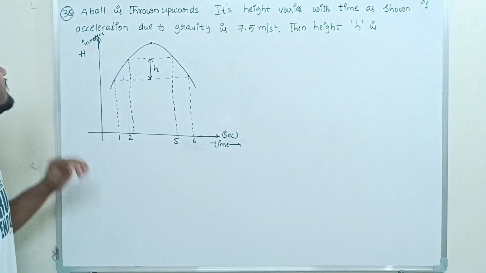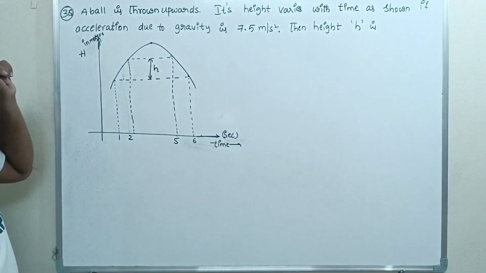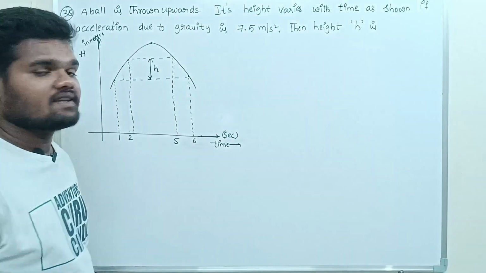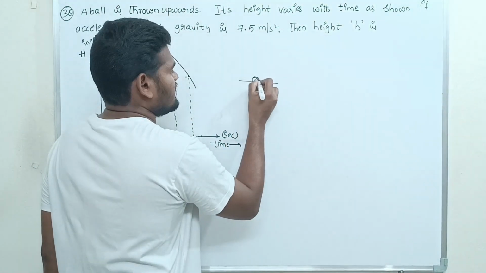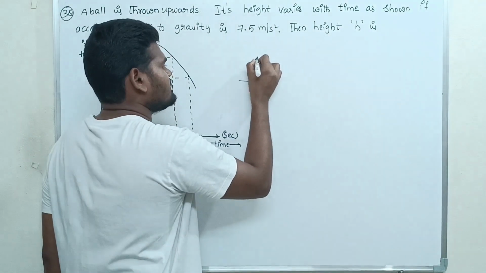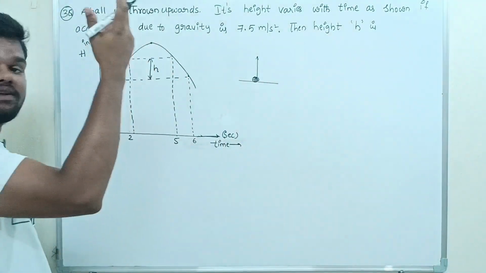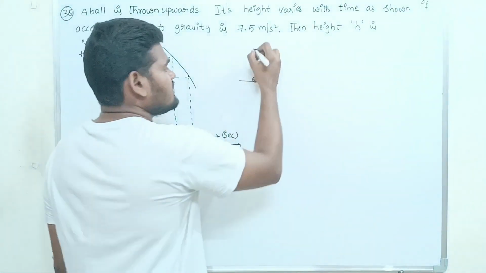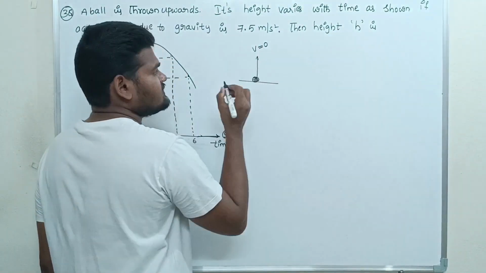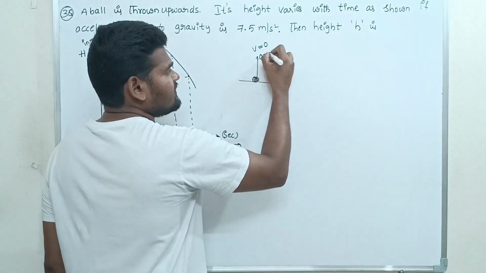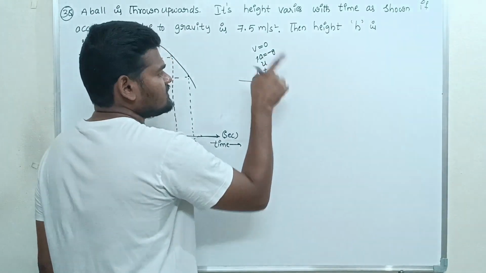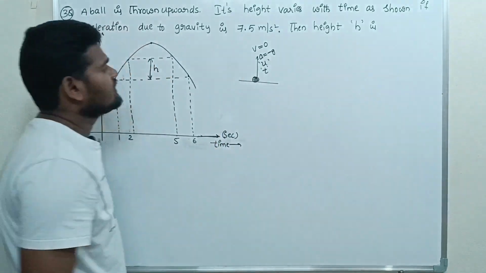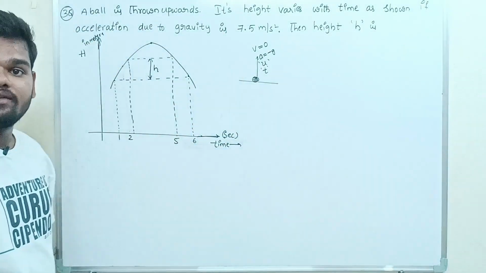Right, so have a look. The third question. So what is the question? A ball is thrown upwards. They have taken a ball and thrown it in the upward direction. In case of a vertically projected body in the upward direction, the final velocity of the object is 0 and its acceleration due to gravity is minus g. It has some initial velocity and the time taken to reach the maximum height is t. So this is about a vertically projected object.